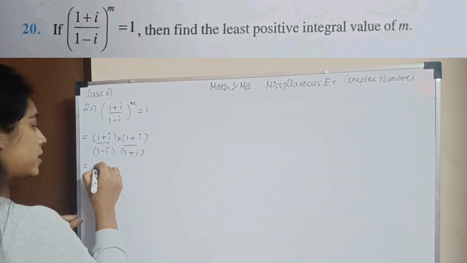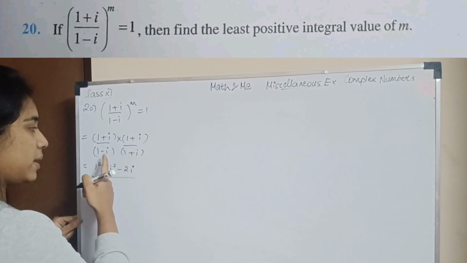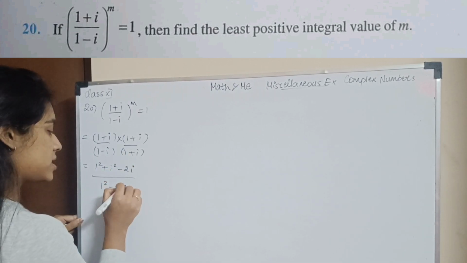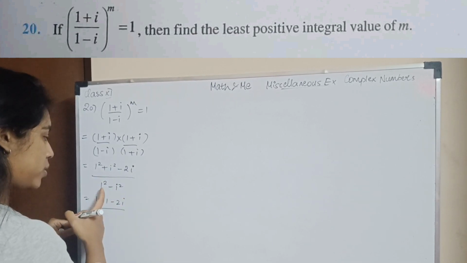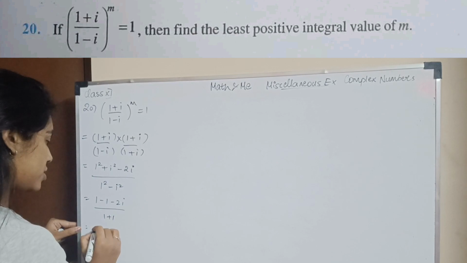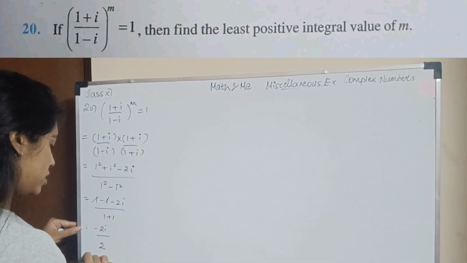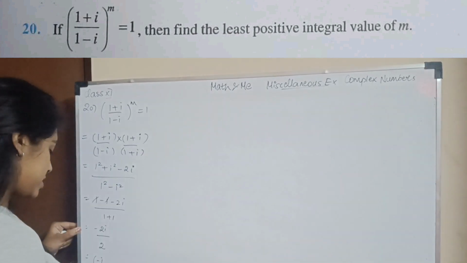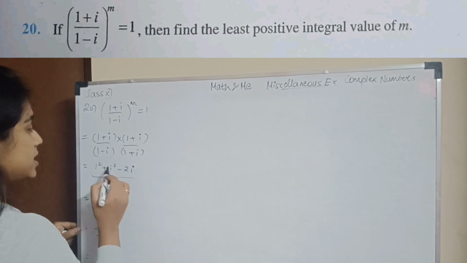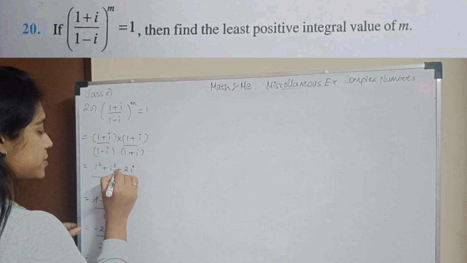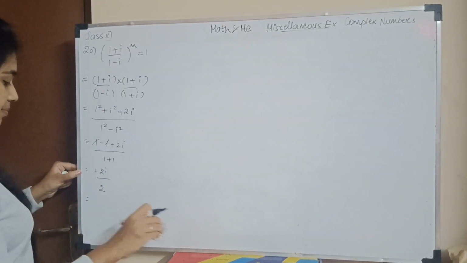Using (a + b) whole square, a square plus b square plus 2ab, divided by (a + b)(a − b), which is a square minus b square. So 1 minus 1 plus 2i divided by 1 plus 1, the 1 minus 1 goes off. I have 2i divided by 2, which is i. Okay, please change it, it is plus i.